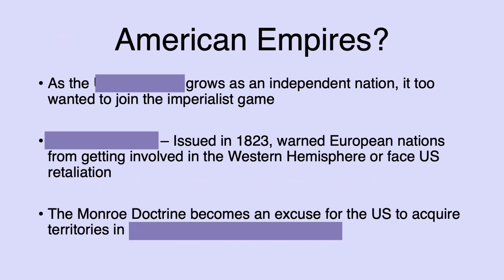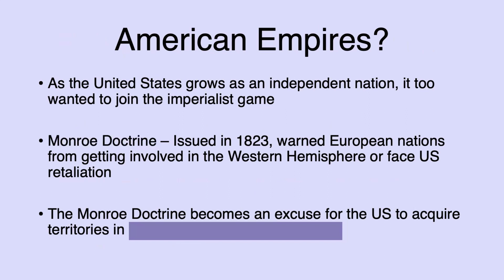So what's going on in America, though? If Europe is establishing imperial colonies in Asia and Africa, what's going on in America? Well, in the United States, as they're growing into an independent nation, they're like, hey, we want to get in on the imperialist game as well. As a new nation, the United States government really saw imperialism as a way to demonstrate that they were a legitimate power on the global stage.